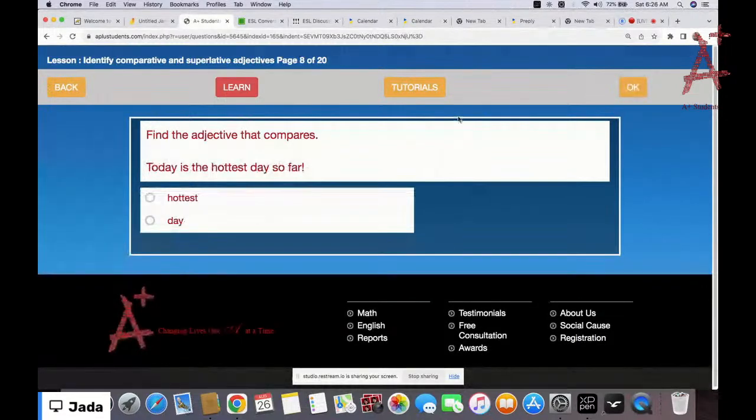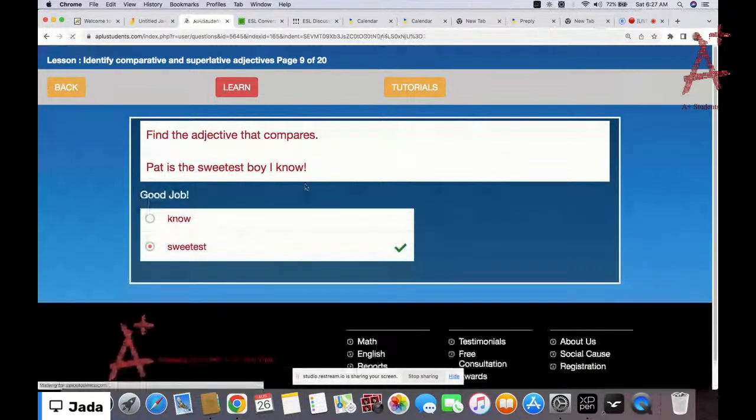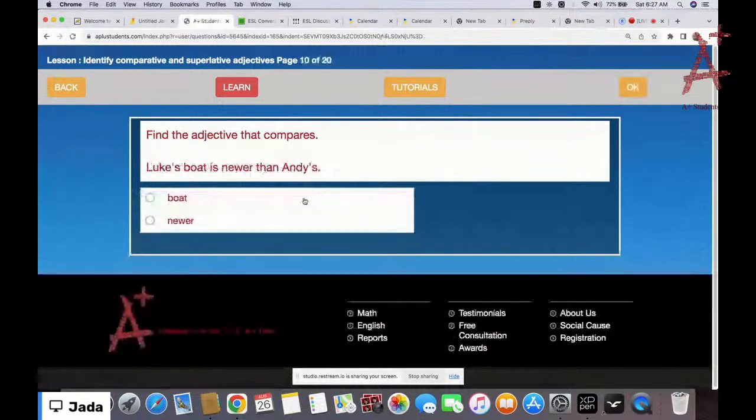And then find the adjective that compares. So, which is being compared here? Today is the hottest day so far. Hottest. Superlative. So, you say hottest with est. Now, next is Pat is the sweetest boy I know. Sweetest. See? Newer is comparative. So newer. ER.